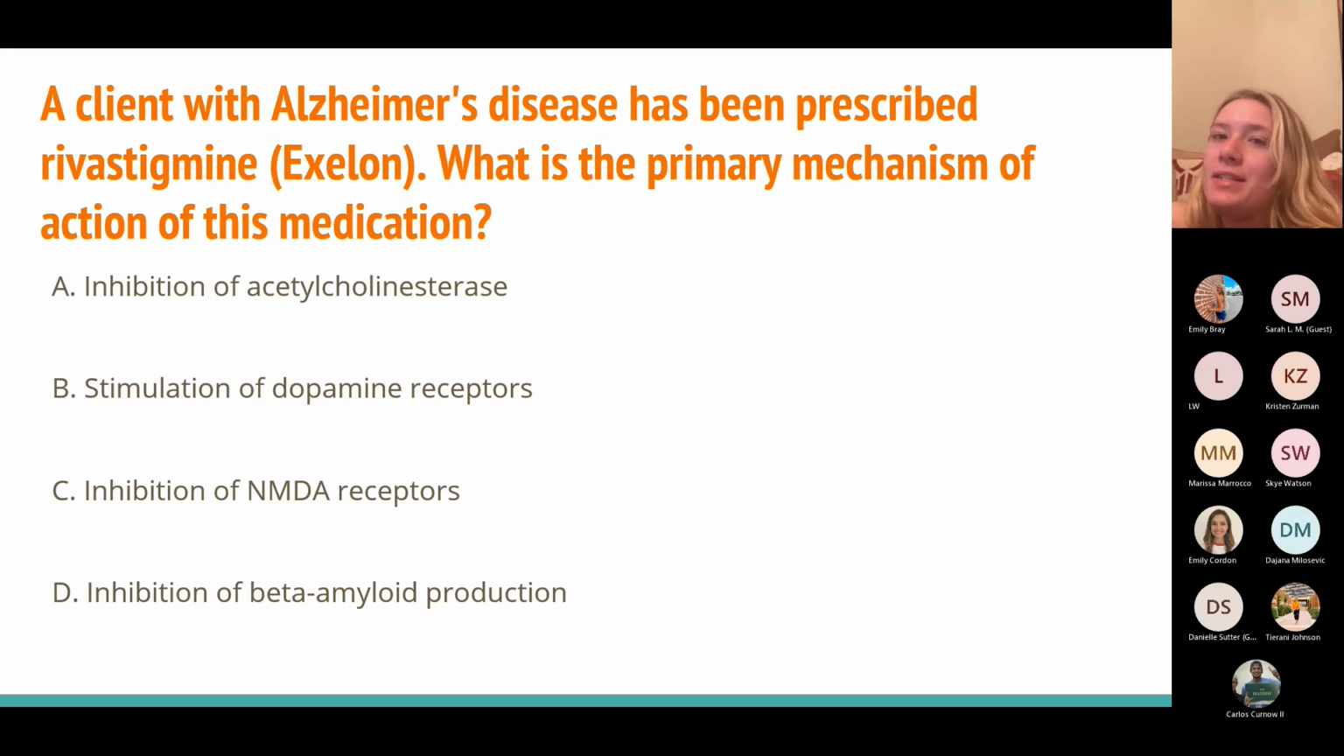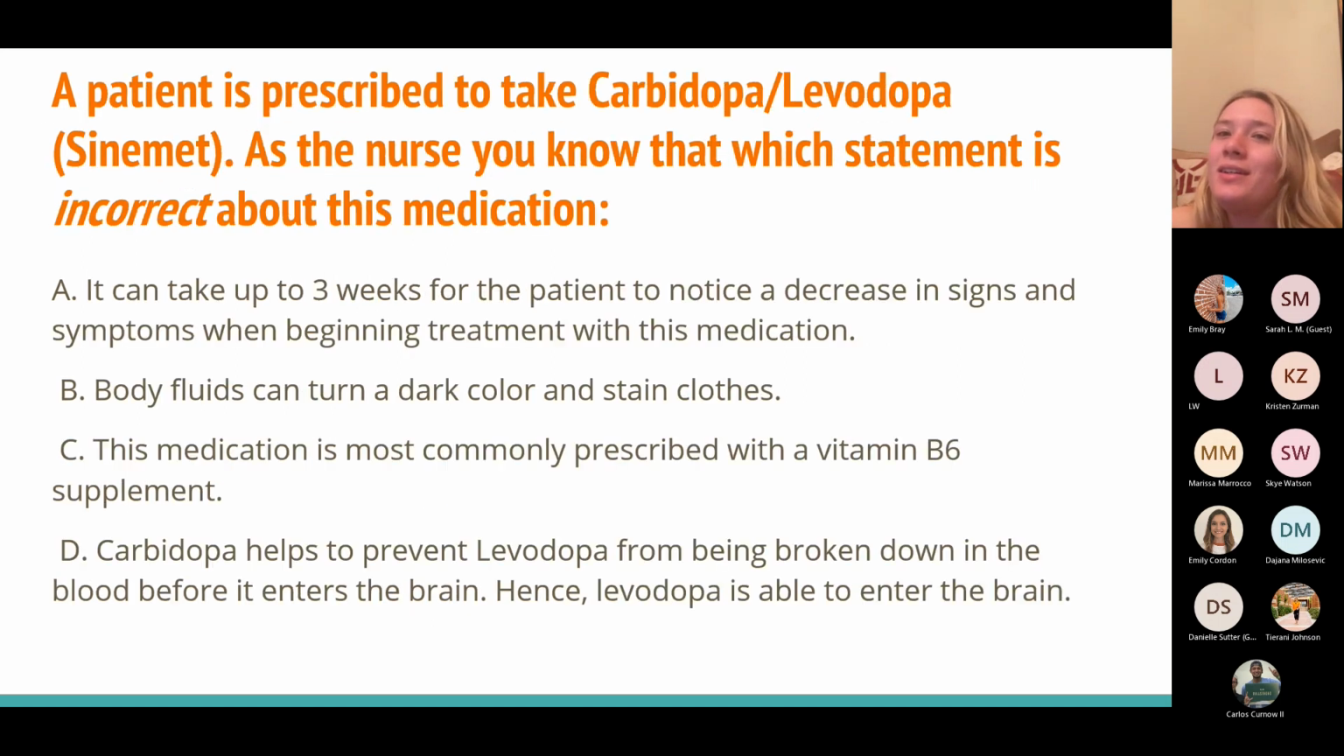Correct. It is A. It inhibits acetylcholinesterase. It stops the thing that breaks down acetylcholine.